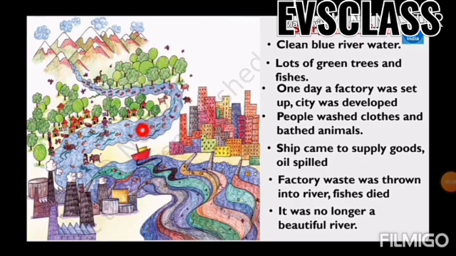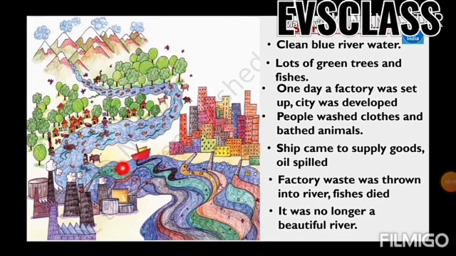And you see very carefully in this picture that a few people wash clothes and bathe animals. A ship came to supply goods, and oil spilled. See the picture very carefully, students. A ship came to supply goods and oil spilled. See, and women wash clothes and bathe animals there. Look at the picture very carefully, my dear students.